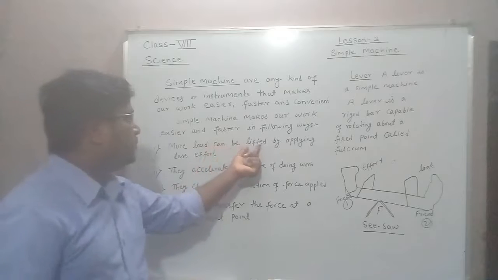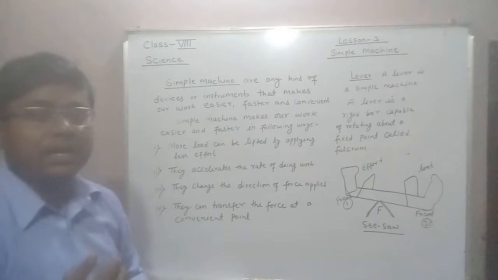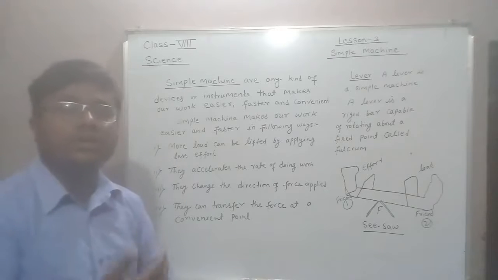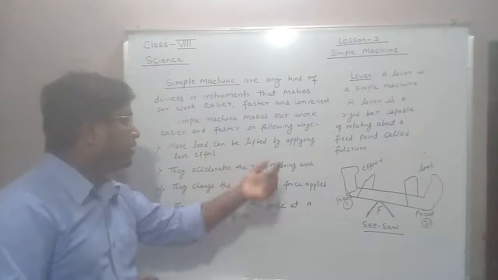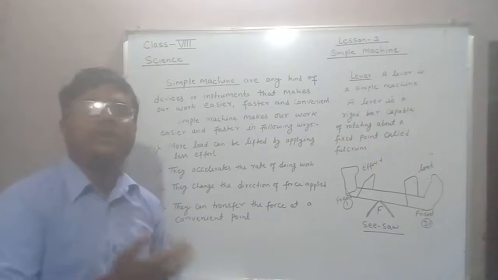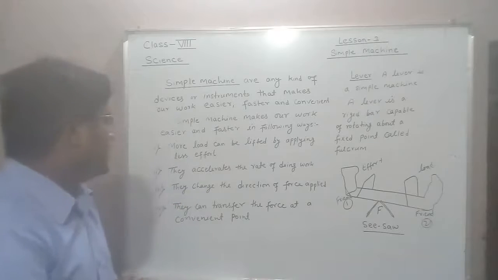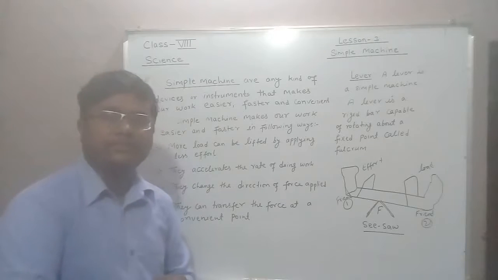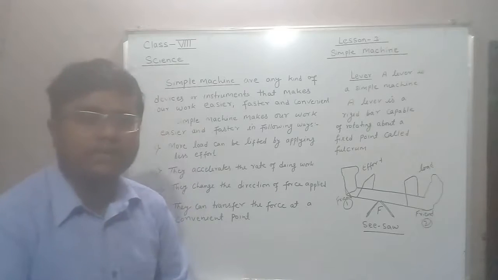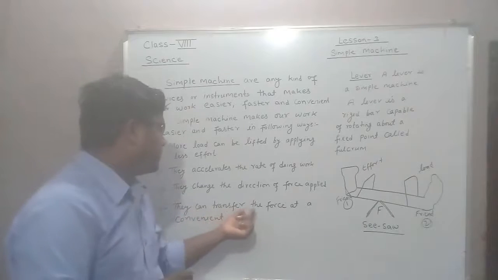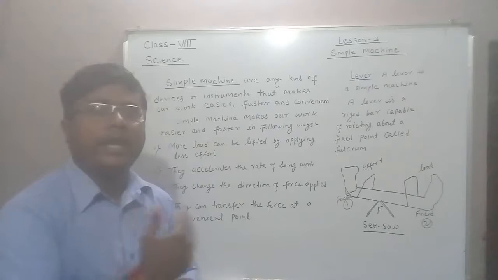More loads can be lifted by applying less effort. By using a simple machine, we can lift a heavy load. Similarly, they accelerate the rate of doing work. Accelerate means we can do our work faster. The third point is they change the direction of force applied. By the help of a simple machine, we can change the direction of force applied. Similarly, they can transfer the force to a convenient point. We can change the applied force to another point also.